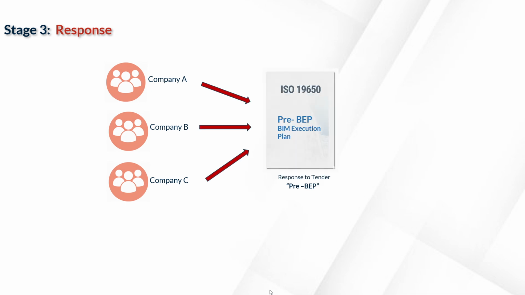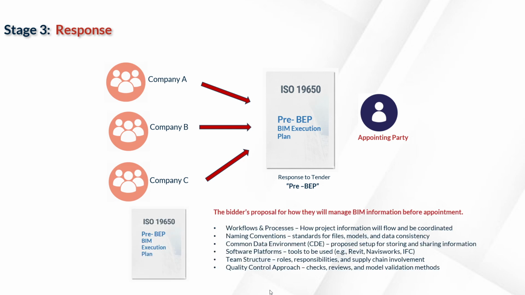At this stage, the companies who are interested in the project respond to the tender by submitting a pre-BEP, or pre-appointment BIM execution plan, to the appointing party. Now, what is a pre-BEP? It is essentially the bidder's proposal for information management. It shows how they plan to meet the client's EIR, that is the exchange information requirement, including their suggested workflow, naming convention, use of the common data environment or CDE, software platforms, team structures, and quality control approach.